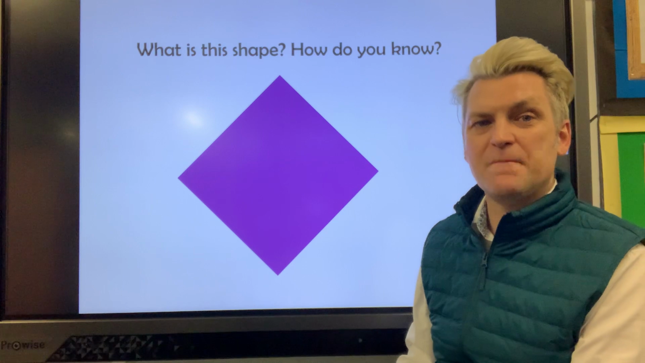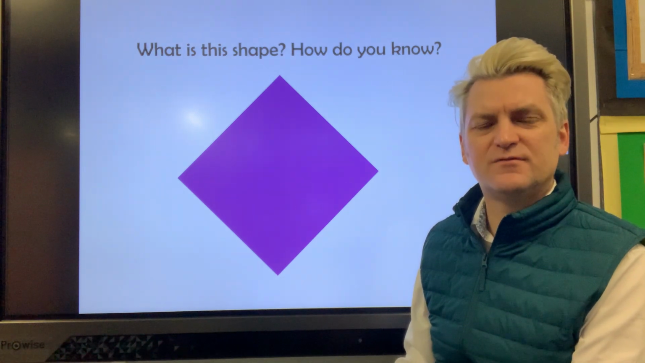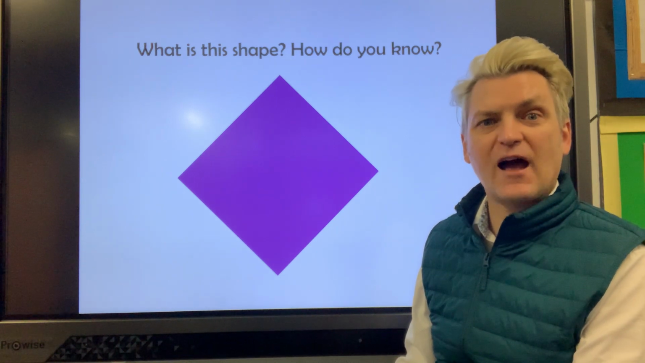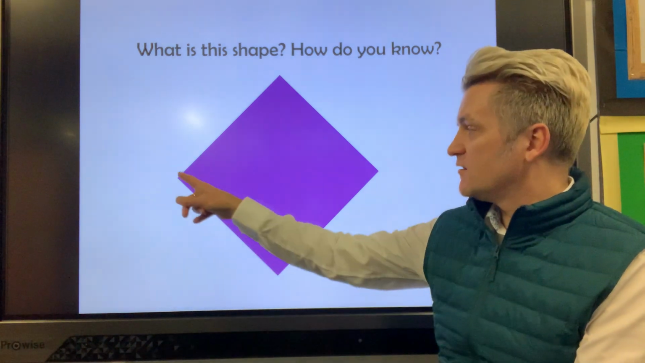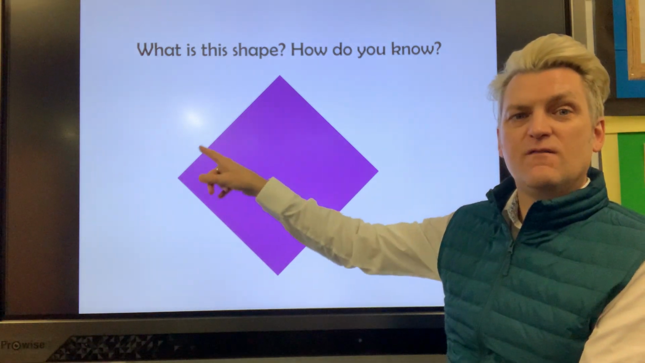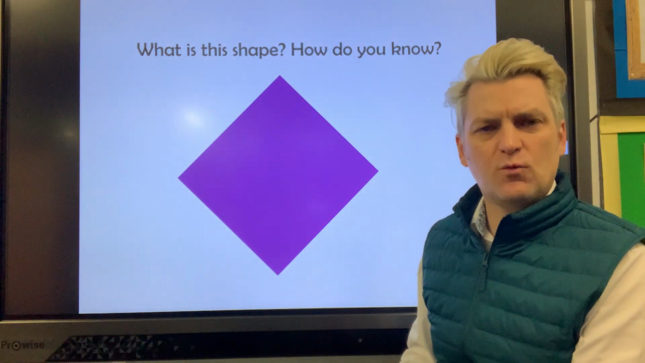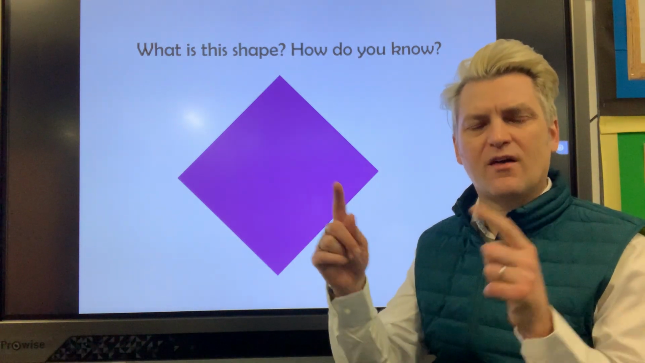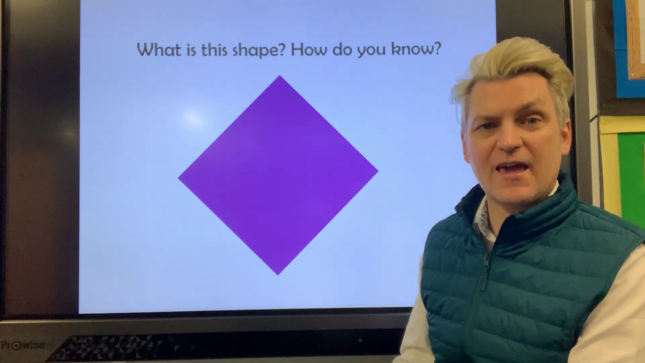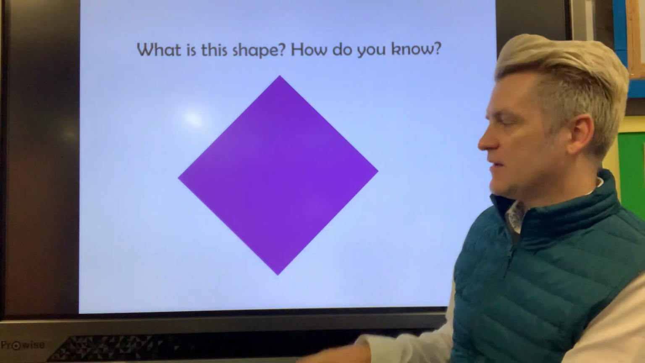This is a square, and what do you know about a square? How many corners does it have? It has 4 corners. All right, and look at the sides. We've got 1, 2, 3, 4 sides, and they're all straight. And what was that word as well about the length? They are all equal. They're all the same. On a square, they all have to be the same, don't they?